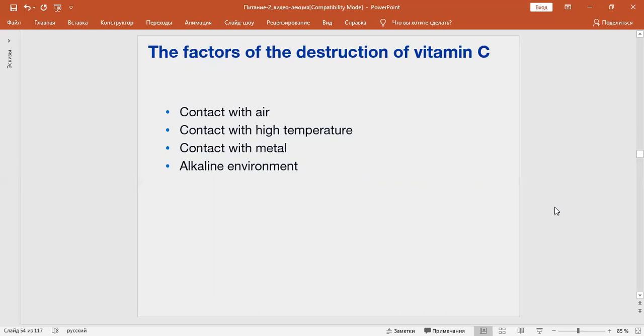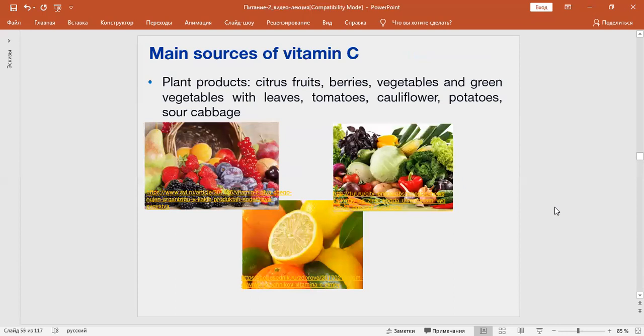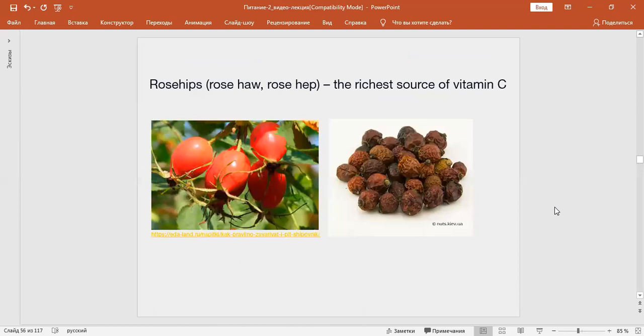The next factor of vitamin C destruction is contact with metal. This is why products containing ascorbic acid should be cooked in non-metal pans and be kept in enameled or plastic dishes or cans. Also, exposure to an alkaline environment destroys vitamin C. Vitamin C is contained in the majority of fruits and vegetables: citrus fruits, berries, tomatoes, potatoes, cabbage, etc. The richest source of vitamin C is rose hips. They are the fruits of the rose plant.